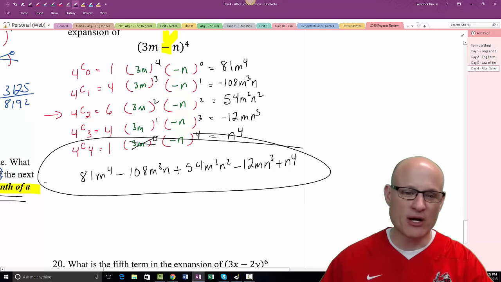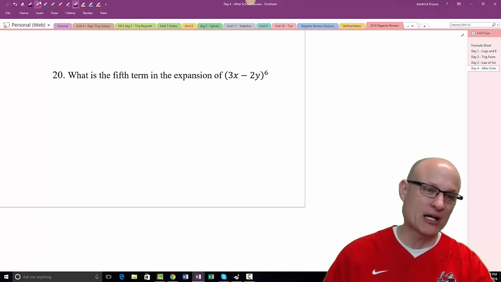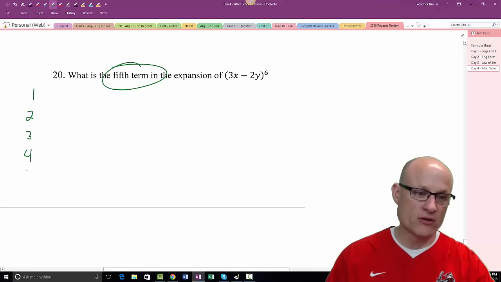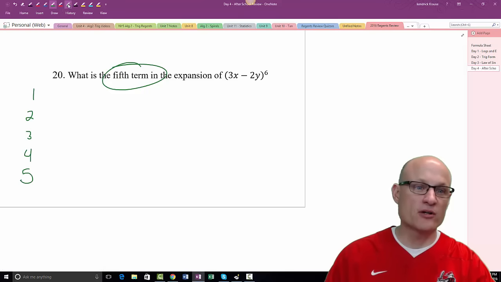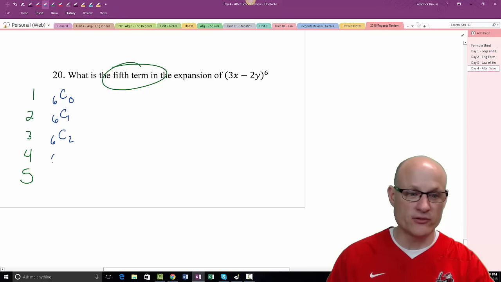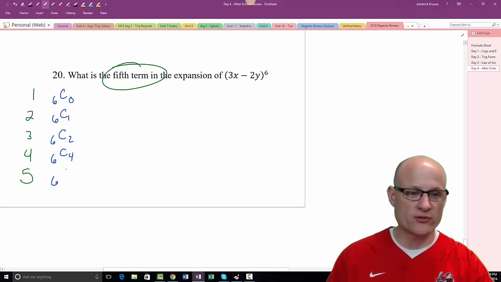Whoo! Last problem. Now this one's a little bit easier, because this is how typically they answer the question. They only want the fifth term. So I want the 1, 2, 3, 4, fifth term. So here's what I'm going to do. I'm going to go 6, choose 0. That's 1. 6, choose 1. That's 2. 6, choose 2. That's 3. 6, choose 4. That's 5. No, is that 5? Is that the fifth term? No, I'm on the fourth term.